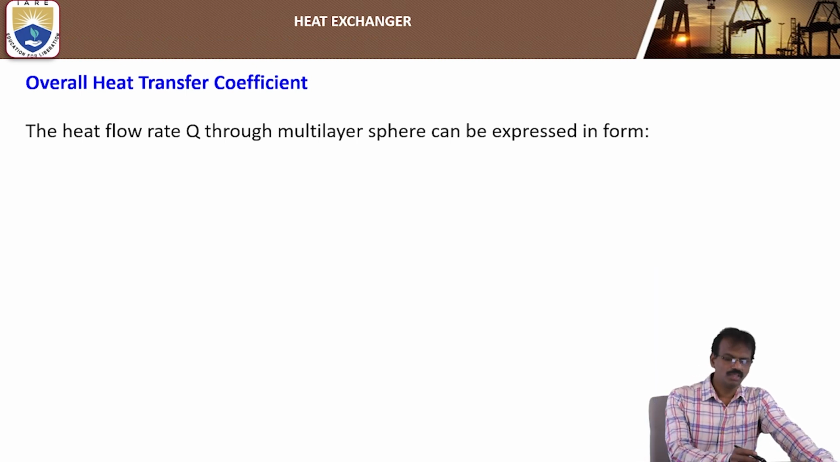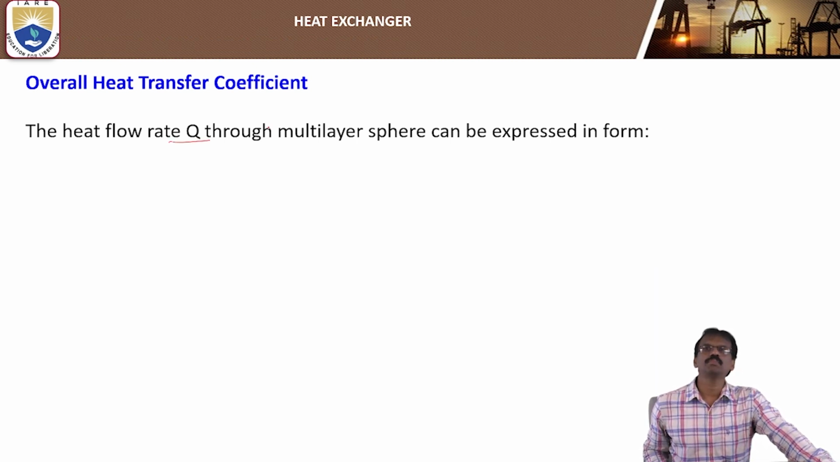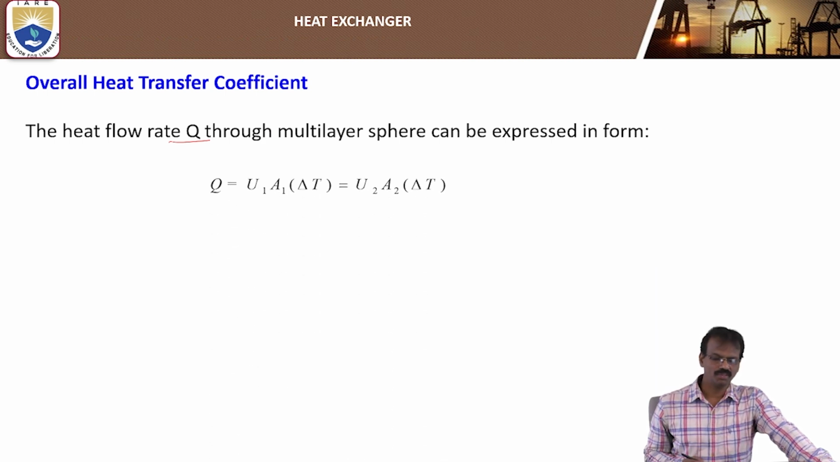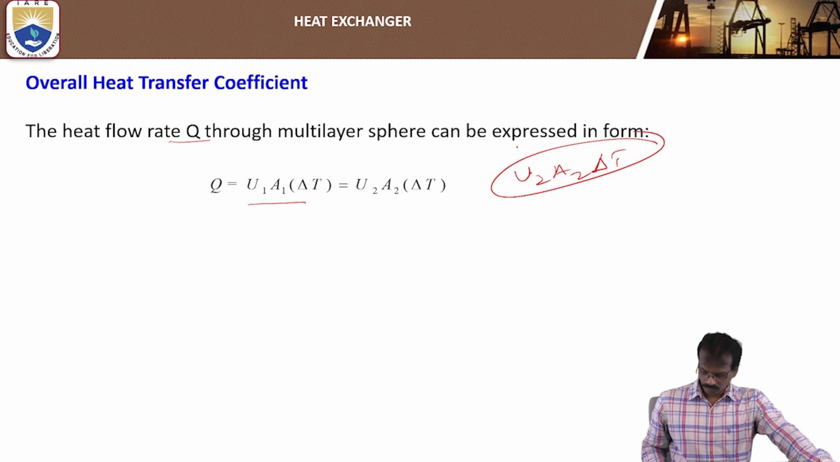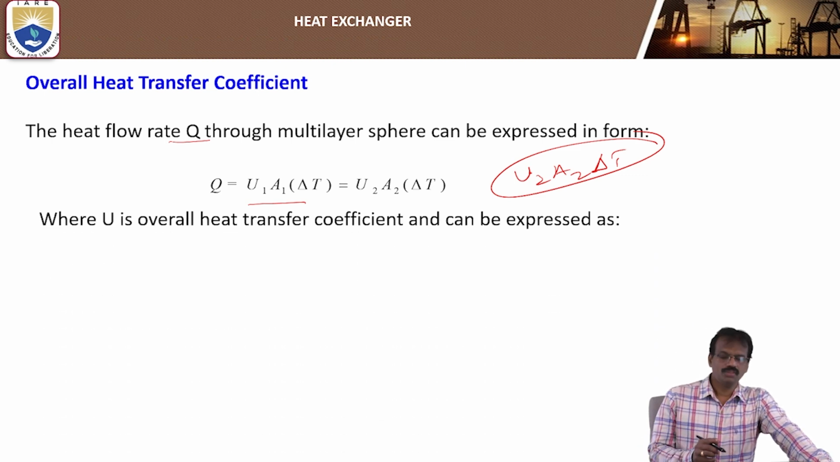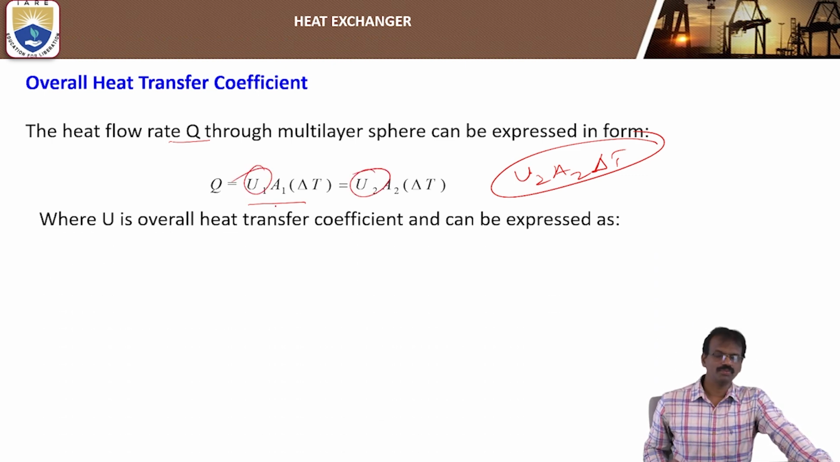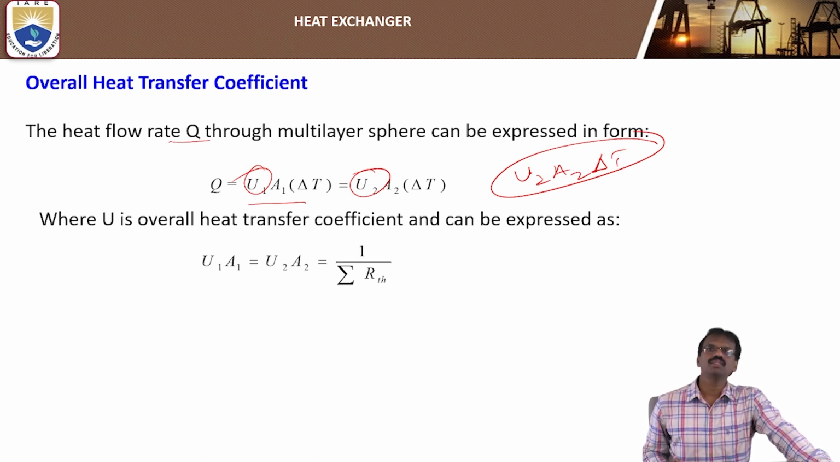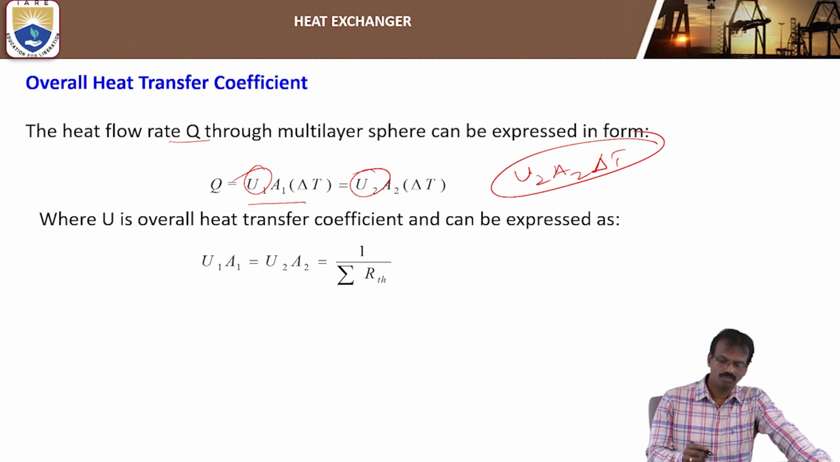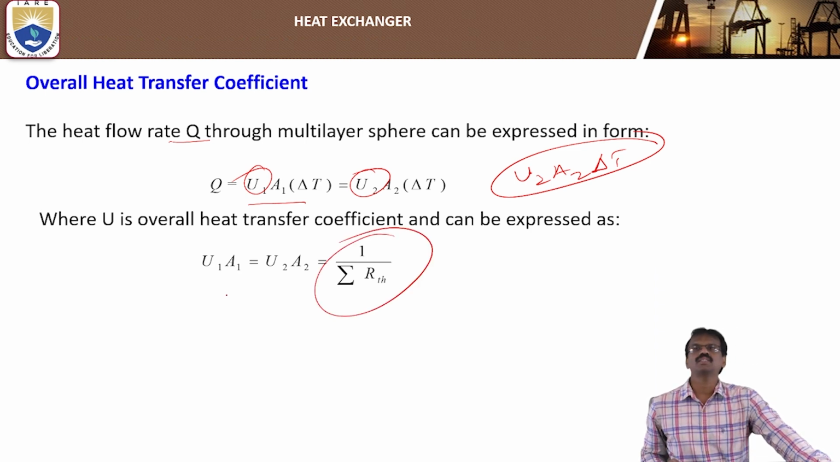You know that the heat flow rate Q through multiple layers can be expressed like this. With respect to one layer, U1 A1 times delta T, another layer, U2 A2 times delta T. Where U is the overall heat transfer coefficient, it can be expressed like this: U1 A1 is equal to U2 A2 is equal to 1 by total thermal resistance.